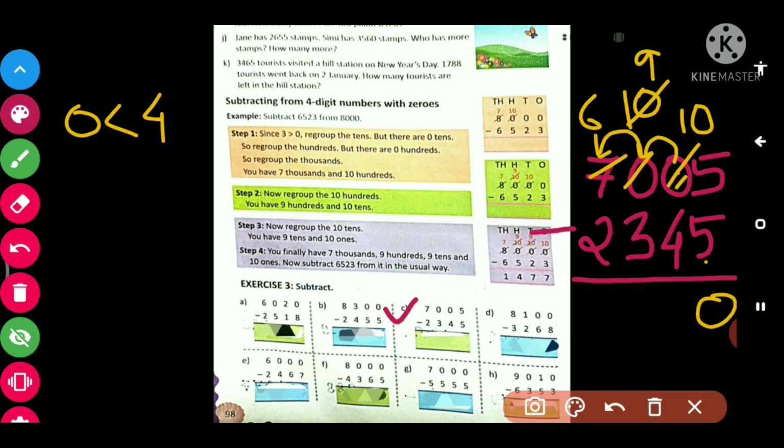Now see, 10 minus 4, it will be how much? 6. 9 minus 3, it will be how much? 6. 6 minus 2, it will be how much? 4. So our answer will be what? 4660. Okay.